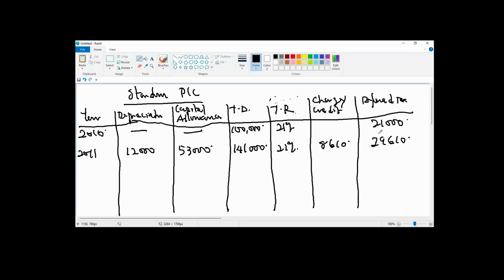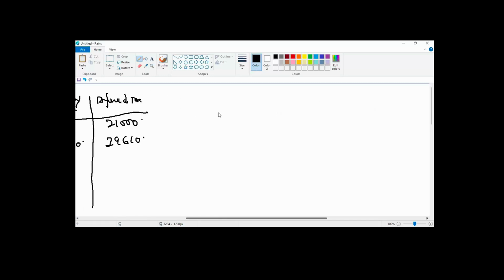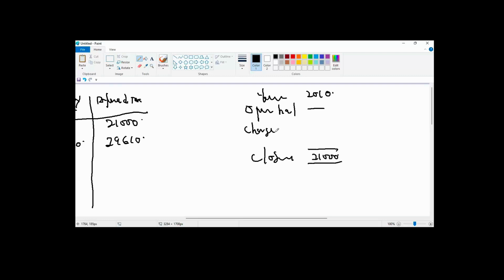Who can tell me what the charge in 2010 is? Look at it now. See what you are doing. Opening balance. Closing balance. 2010: what do you close with? 21,000. What is the opening balance? What do you close with? 21,000. Charge: 21,000.